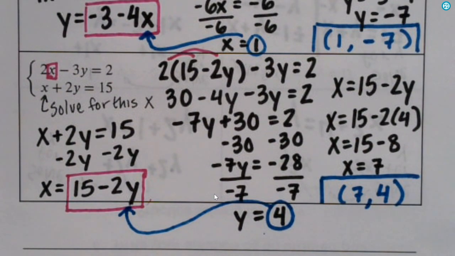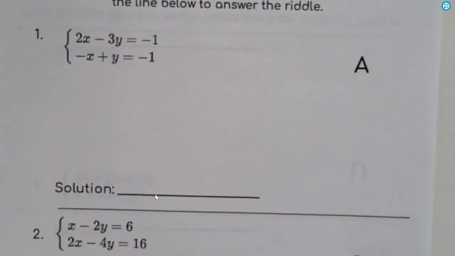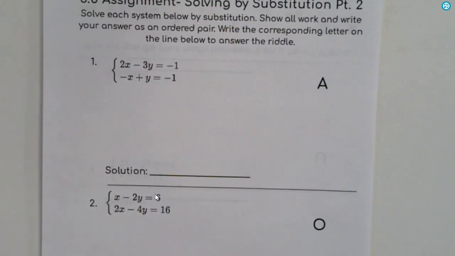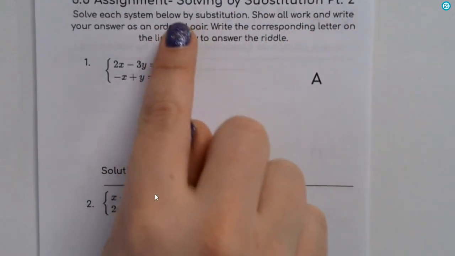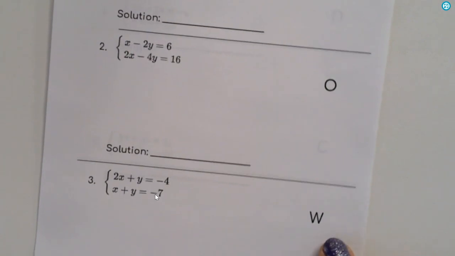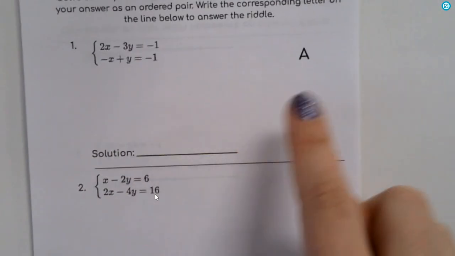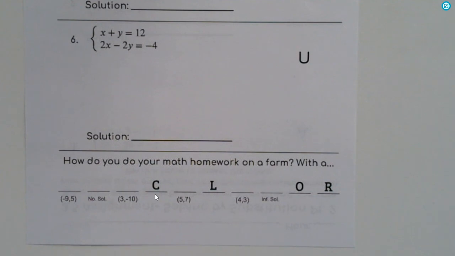So the couple things I wanted to show you on the assignment, you have 6 problems. I said a couple things. I think there's only one thing. Directions, we need to show all work and write our answer as an ordered pair. On every problem, there's a letter. Once you get a problem done, you are going to take that letter, and then I put a little riddle on the back right here. Your goal is not to solve the riddle. The riddle is just a way for you to check yourself.